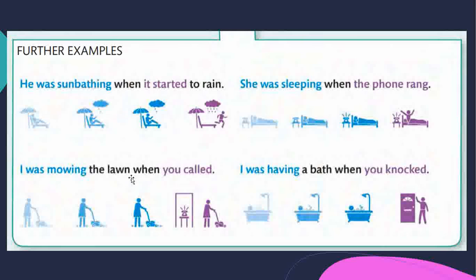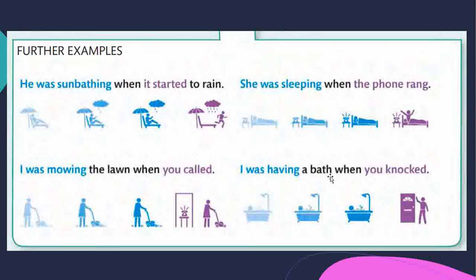I was mowing the lawn. It's a past continuous tense or the background action. When you called, that means the action stopped at that point. So simple past tense. She was sleeping when the phone rang. She was sleeping is the past continuous tense, the long action that continued in the past. When the phone rang is simple past or the interrupting tense or the action when the action was interrupted. So that is simple past tense.